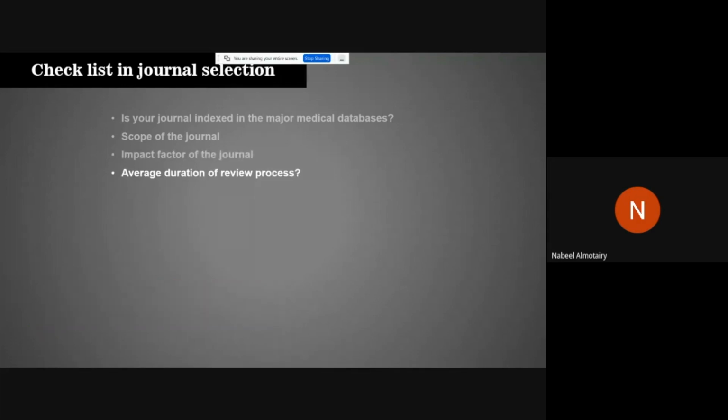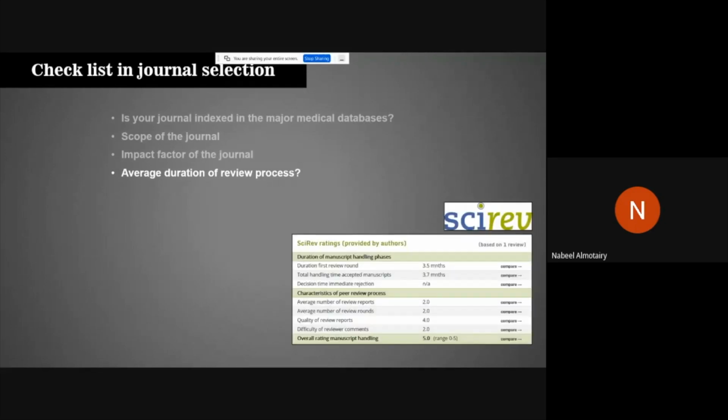And also one factor when you try to select a journal is the average duration of the review process. You could check that by going to a website called SciRev. You could write the name of the journal, and you could get a report from actual authors that have submitted to the journal. This will give you a nice idea about how long it will take before you receive the first review after you submit an article.